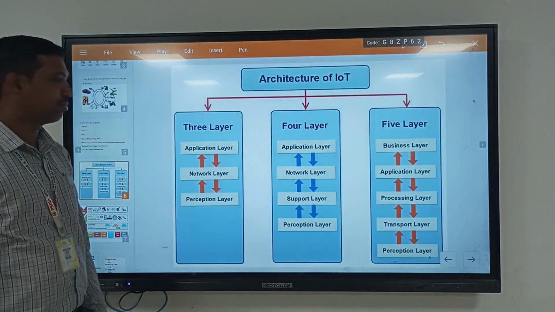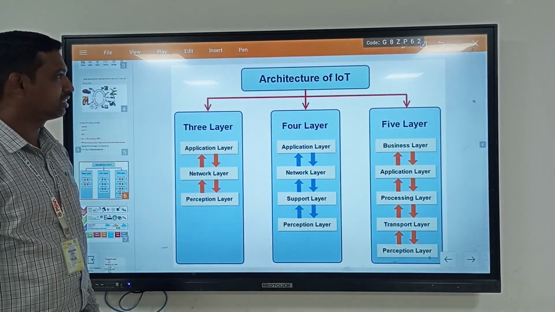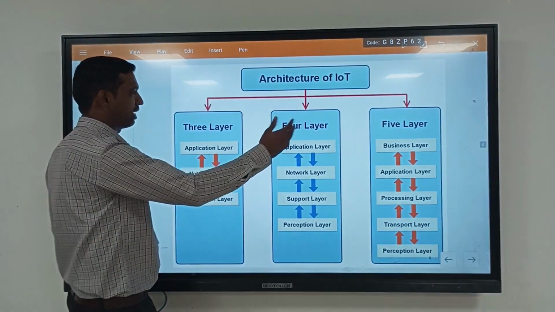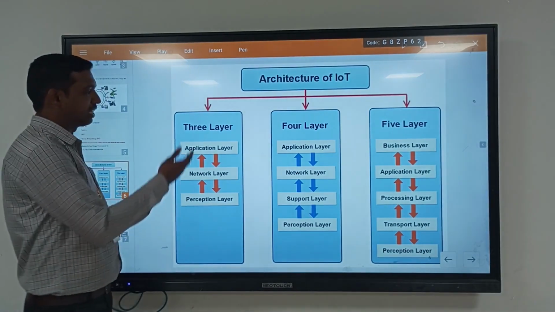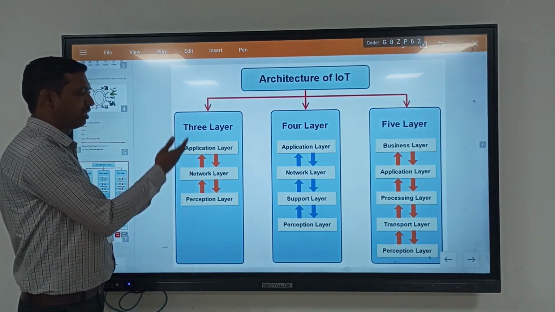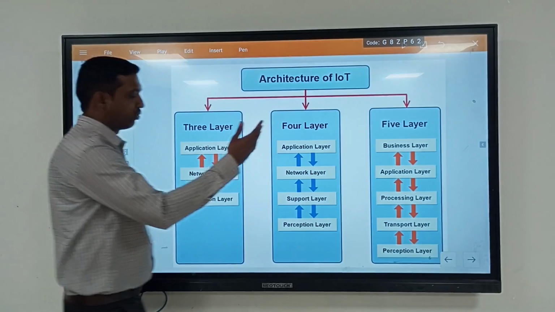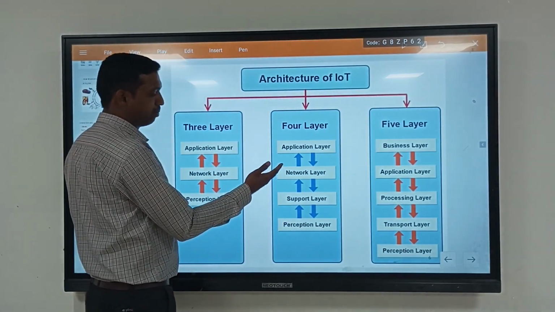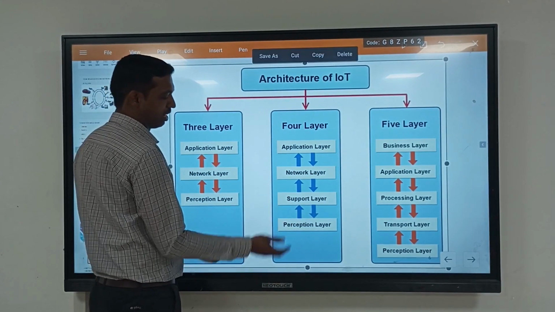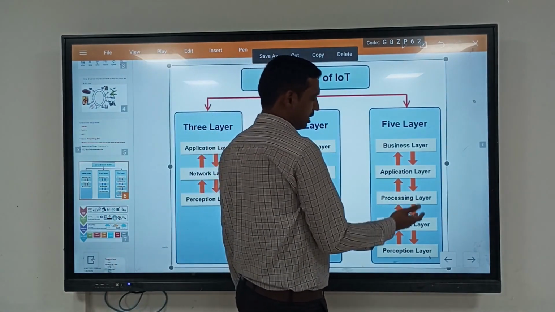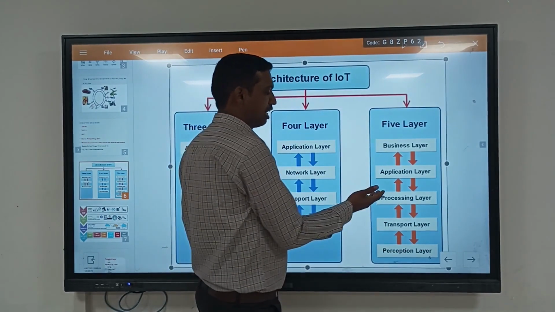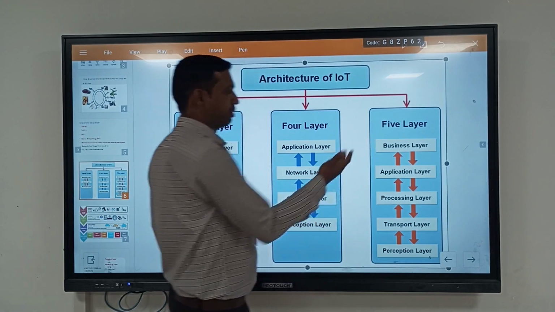This is the architecture of IoT. In IoT, we have three types of architecture: 3-layer, 4-layer, and 5-layer architecture. In the 3-layer architecture, the first layer is the perception layer, the second is the network layer, and the third is the application layer. In the 4-layer architecture, between the network layer and perception layer, we have a support layer. In the 5-layer IoT architecture, the first layer is the perception layer, then the transport layer, processing layer, application layer, and business layer.